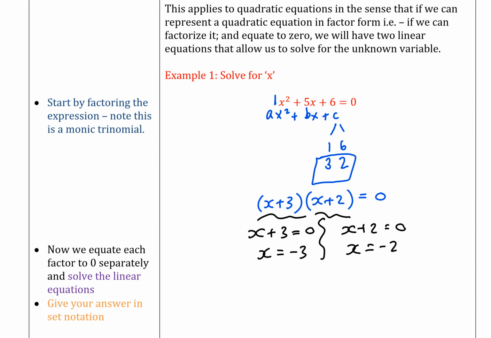Now it's always nice to give it in set notation. That is, x is an element of the set of numbers. Now we'll go most negative to most positive. So that would be negative 3 to negative 2.